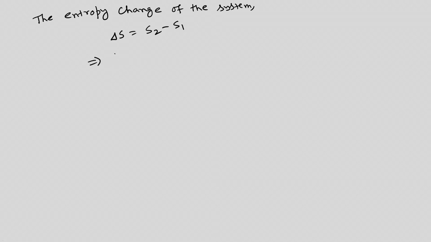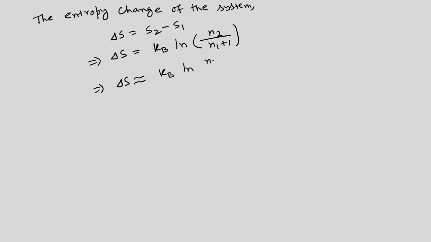So, the entropy change of the system due to this process, we say delta S is S2 minus S1. If we do it, we get delta S is Kb ln (N2 by N1 plus 1), or you can write delta S as nothing but Kb ln N2 by N1, because as N1 is very, very large, N1 plus 1 we can write as N1.